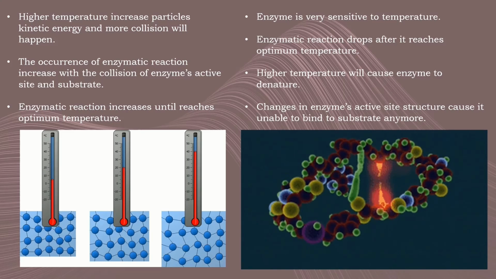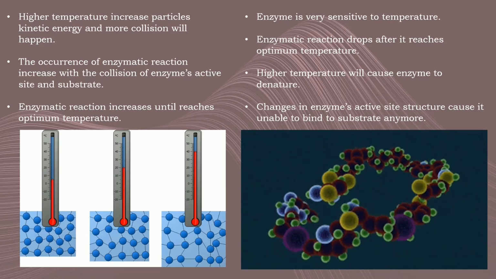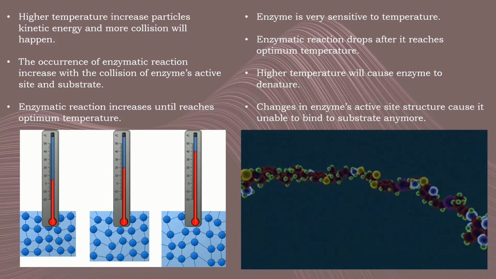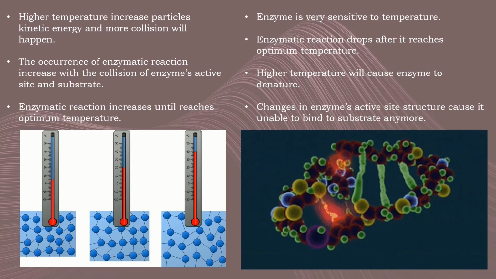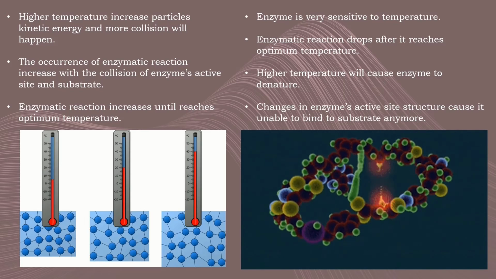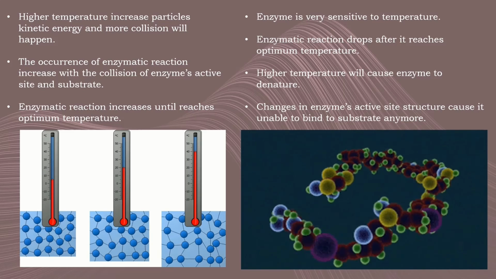However, the enzymatic reaction will only increase until it reaches the optimum temperature of that particular enzyme. Optimum temperature is the temperature at which an enzyme shows its highest activity. If it's in a graph, it's the peak of the graph.